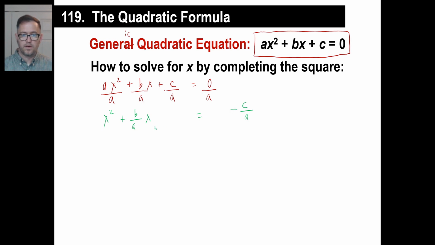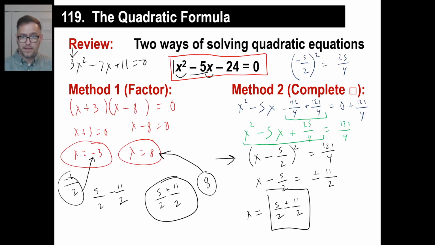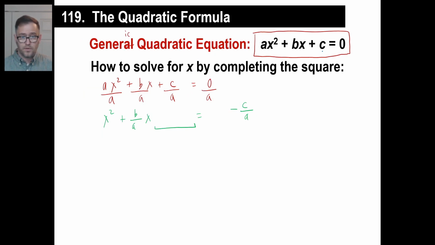Okay, what do we want right here? Well, we know how to figure out what we want. We actually take this number right here, correct? Remember, we took half of this number, then we square it, okay? Do exactly the same thing. What's half of b over a? Well, that'd be b over 2a, right?